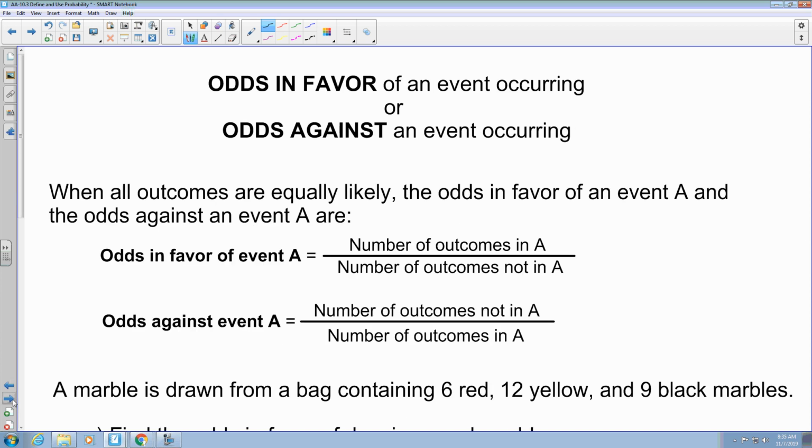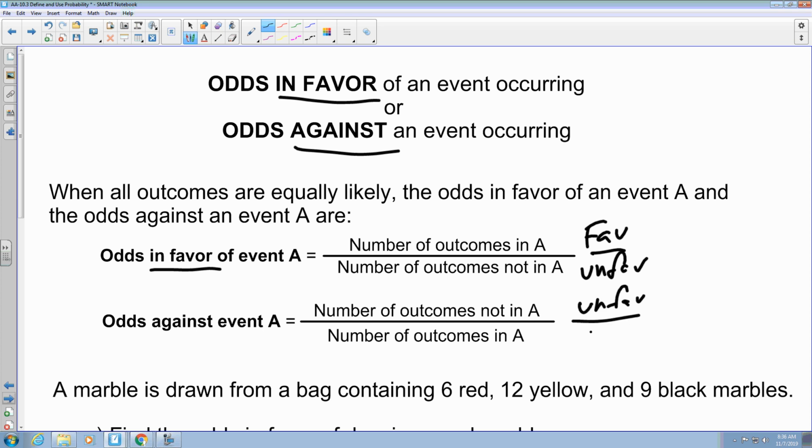All right, another thing that we're going to look at is odds. Odds are different than probability. Odds are broken up into two different categories. You have odds in favor and you have odds against. Anytime you're looking at odds in favor, you are looking at the favorable outcomes divided by the unfavorable outcomes. Odds against is just flipped. Unfavorable outcomes are on the top and favorable outcomes are on the bottom.